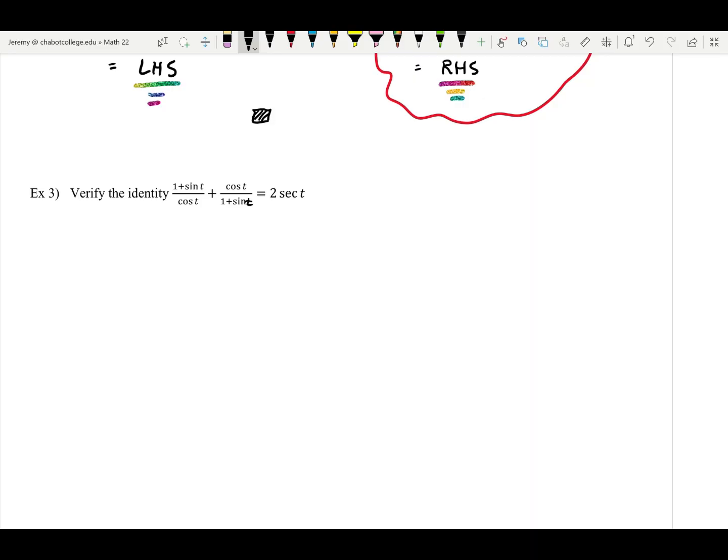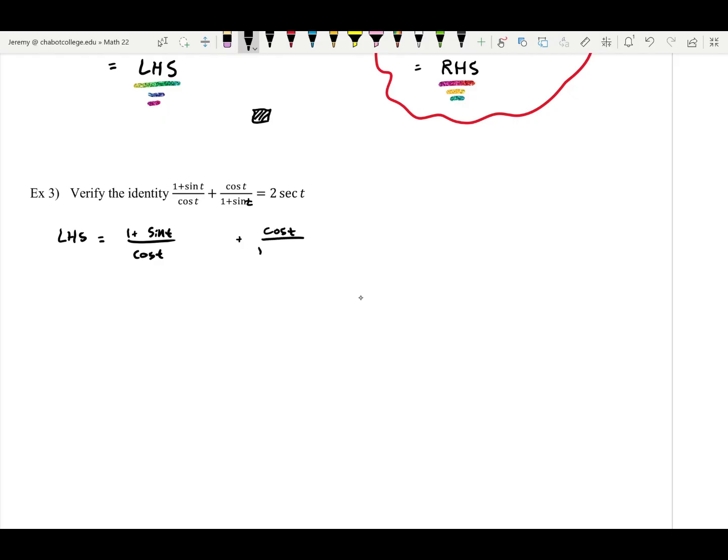Okay, I'm thinking I want to start with the left-hand side. Remember, starting with the more complicated side is oftentimes the better bet. So let's start with the left-hand side. And I'll write this out. And I'm thinking how I might manipulate this left side of the equation and get it to be equal to the right. Now I'm going to leave a little space here because what I'm going to try is to add these fractions together by getting common denominators.